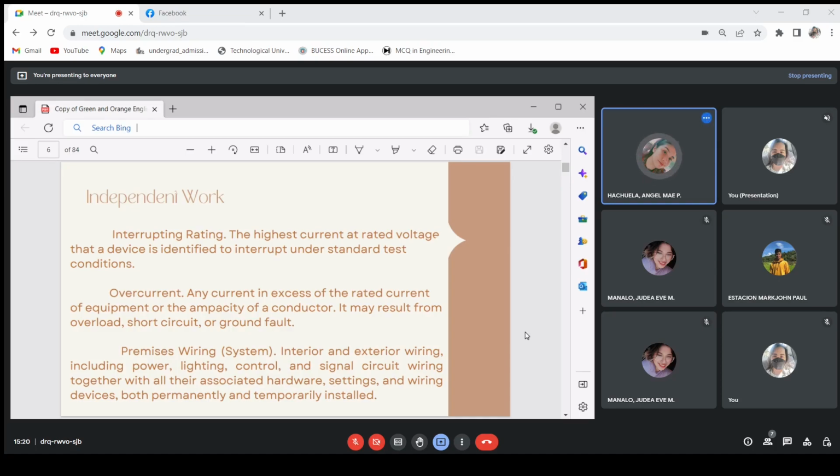Next is premises wiring system, interior and exterior wiring, including power, lighting, control, and signal circuit wiring together with all their associated hardware, fittings, and wiring devices, both permanently and temporarily installed. So this includes wiring from the service point or power source to the outlets. Yung mga wirings na yun, hindi included yung wiring internal sa mga appliances, luminaires, motors, controllers, motor control centers, and similar equipment. Pero yung mga power sources included but are not limited to interconnected or stand-alone batteries, solar photovoltaic systems, and distributed generation systems or generators.